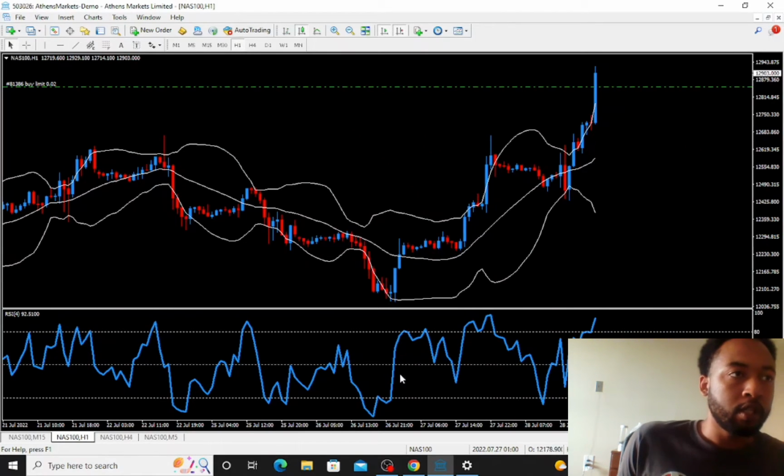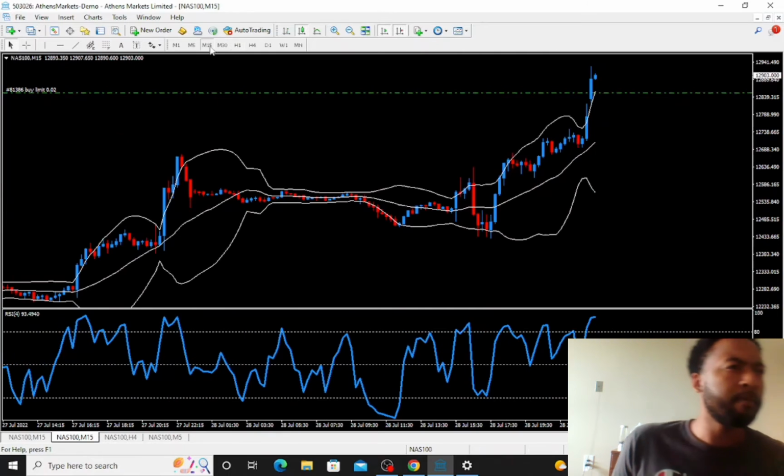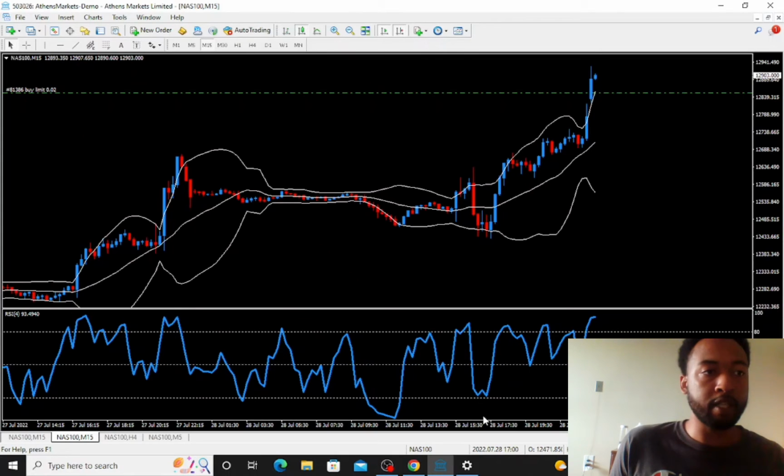And the way you can capitalize off ranging markets is you identify whether the market is ranging or not. Boom, okay. Let's go to the smaller time frame, 15 minute. What I do is I wait for either the RSI to go above the 80 or below the 20, and that'll tell me whether the market is oversold and ready to reverse, or overbought and ready to reverse. You feel what I'm saying?